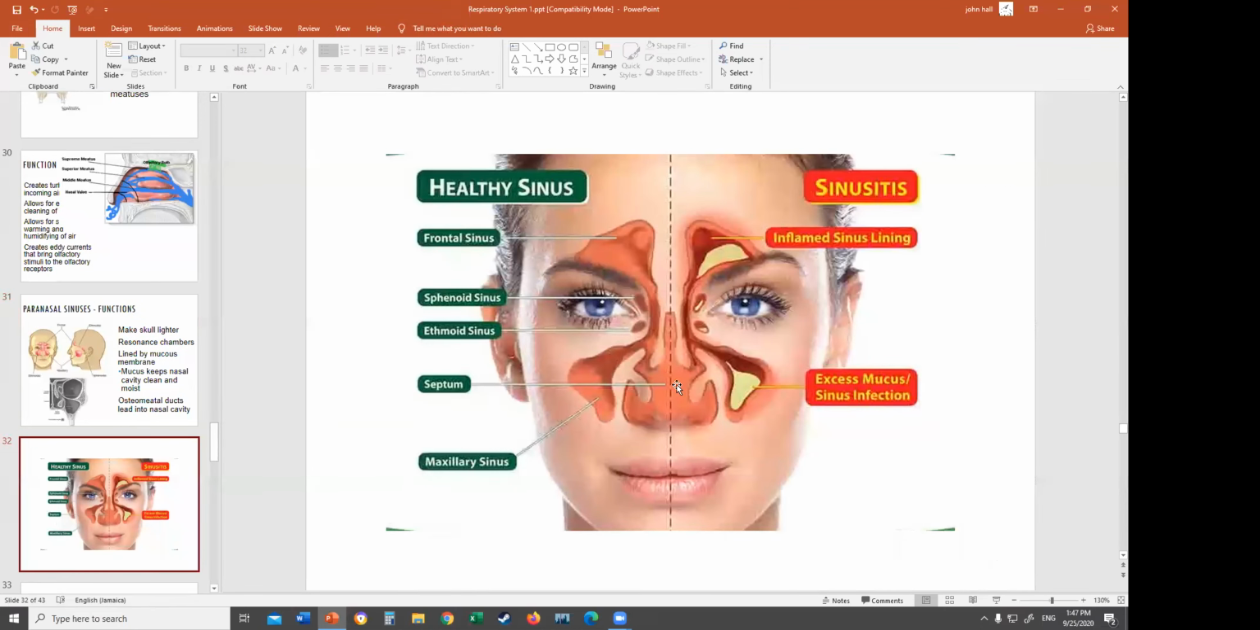Now, sinusitis, which is the swelling of sinuses, you'll have the inflammation of the sinus lining. And as I mentioned to you, you're going to have excess mucus production. So you'll have it draining either to the back of your throat or draining into your nasal cavity. So a person will have a runny nose, basically, right? Or they're constantly swallowing. These are signs of sinus infection, right?